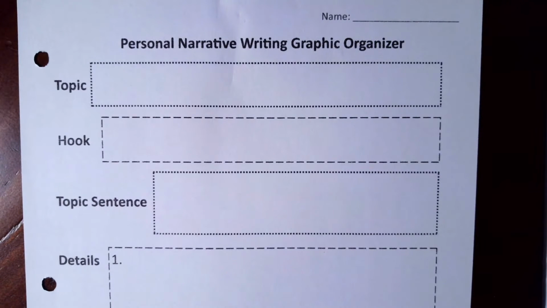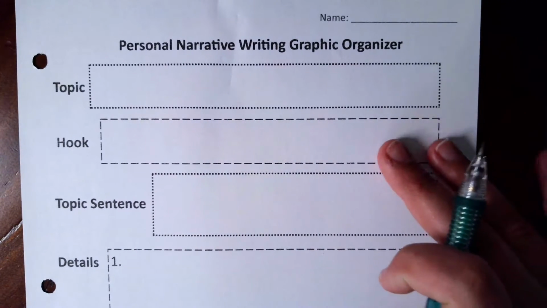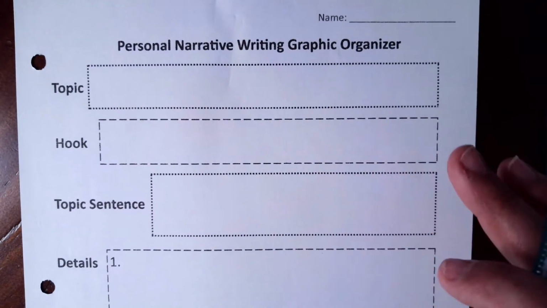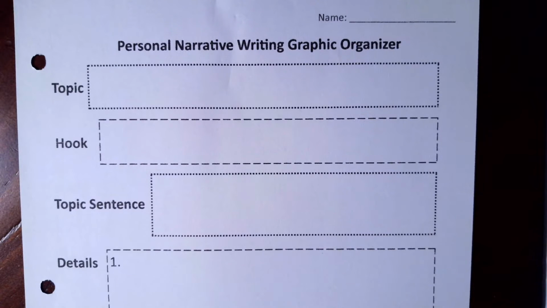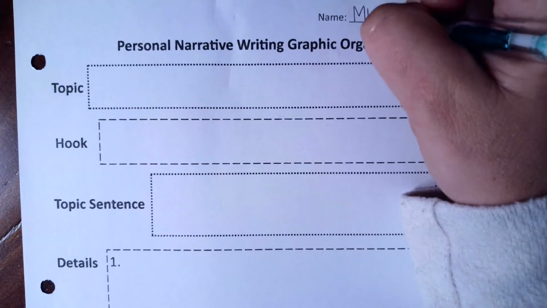We are going to start brainstorming for our personal narrative writing. So the first thing that you need to do, you need to make sure that you have this personal narrative writing graphic organizer in front of you. It was in your last distribution. You have a few copies, or you can print one off of Canvas. Please start by writing your name at the top.